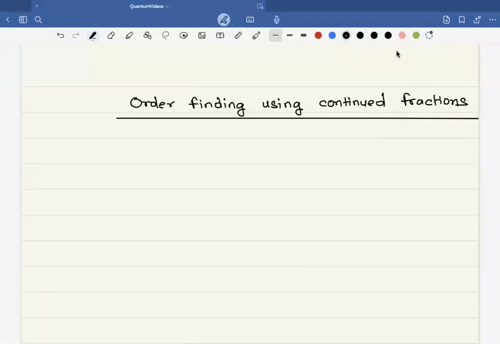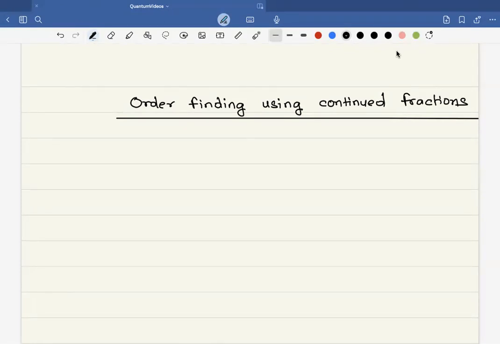So in this video, we'll talk about how to use continued fractions to do the order finding. And this will be the final video on the order finding. The final piece of the puzzle of order finding is, when we get the approximation of S over R, how do we get to the period R? And the key idea is this idea of continued fractions.